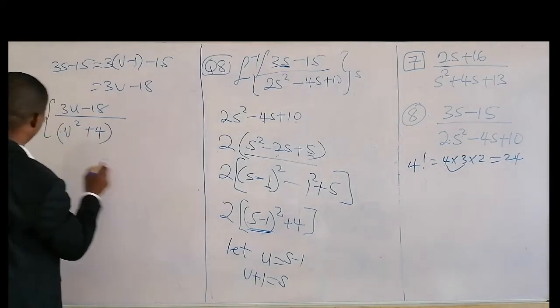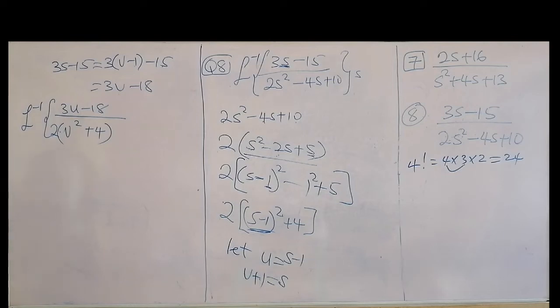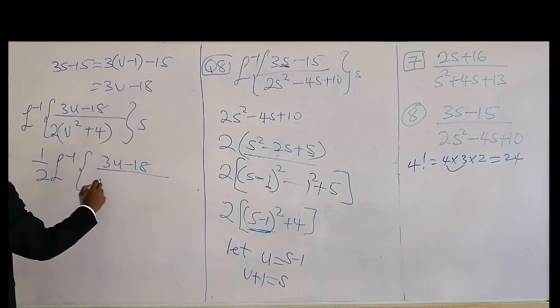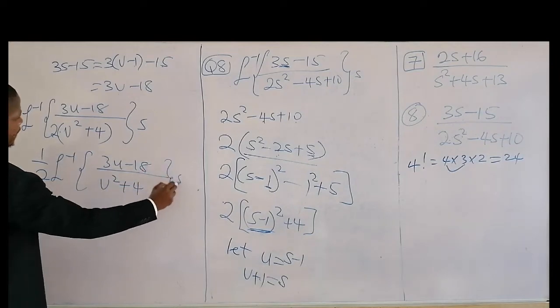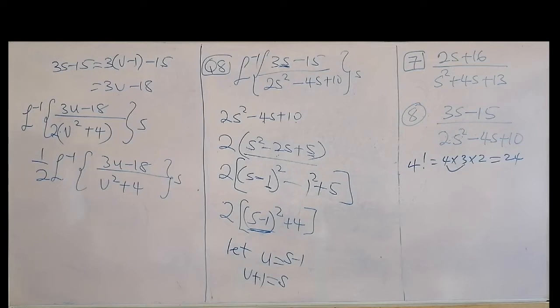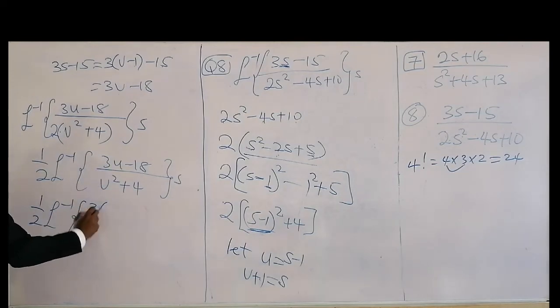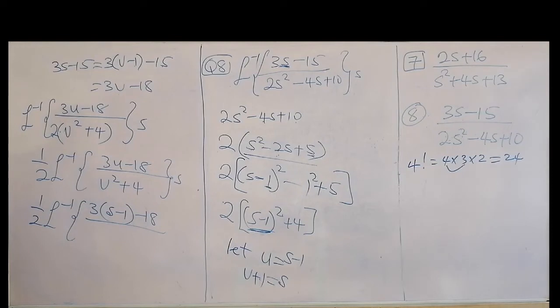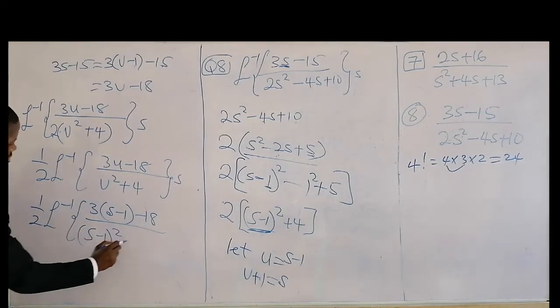Don't forget there's a 2 here. The 2 can be here plus 4. So I can take these 2 outside. And that will be 1 over 2 inverse Laplace of 3u minus 18 all over u squared plus 4. Let's return the u back to the original function. So we now have half inverse Laplace of 3 times x minus 1 minus 18 all over x minus 1 squared plus 4.